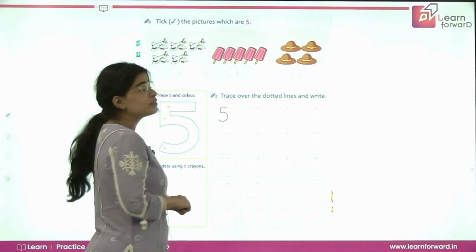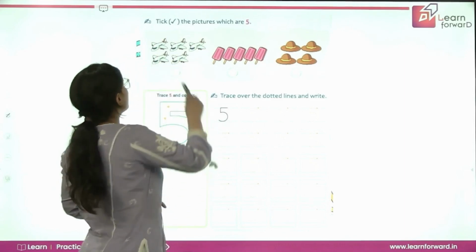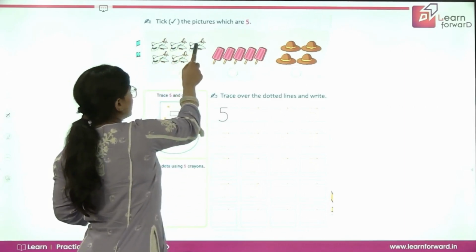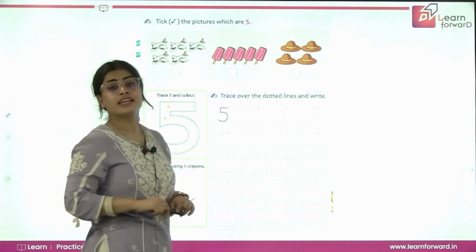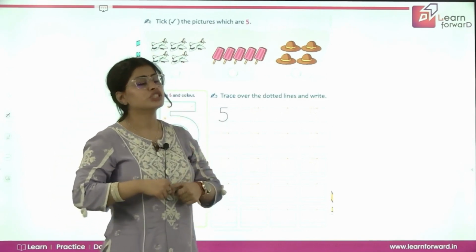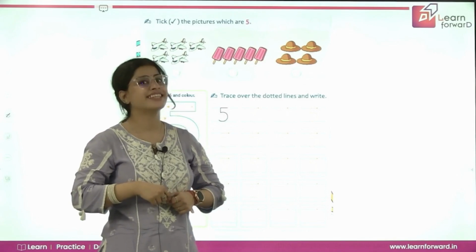Now let's count these airplanes. 1, 2, 3, 4, 5. There are 5 airplanes. So should we tick on this? Yes.